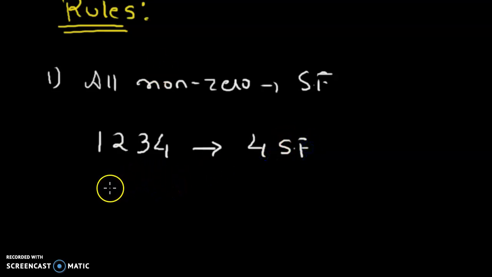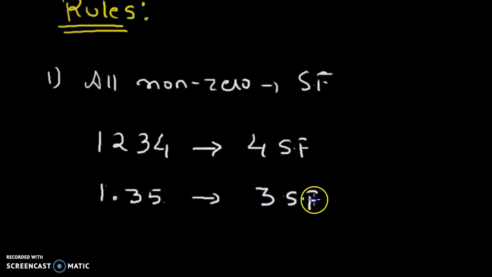If I say 1004, how many significant figures are there? 4. Here also there are 4 significant figures, but here I introduce a 0, and I need to tell you this in a separate rule. If I ask you 1.35, how many significant figures are here? 3 non-zero digits, so 3.